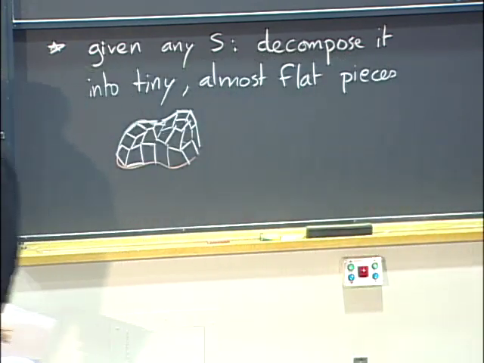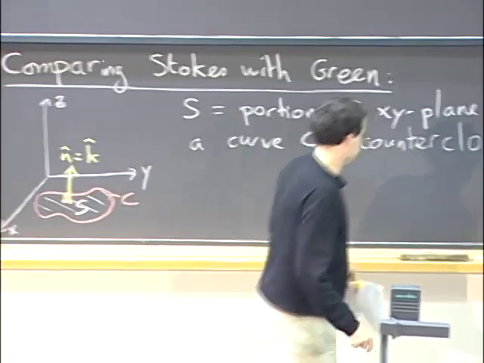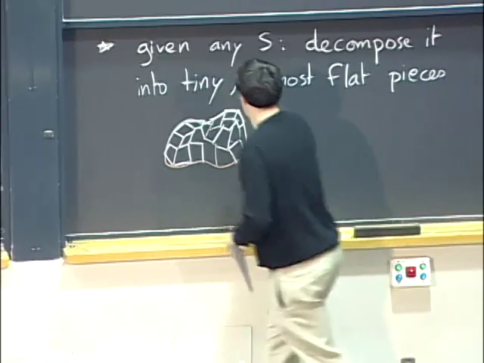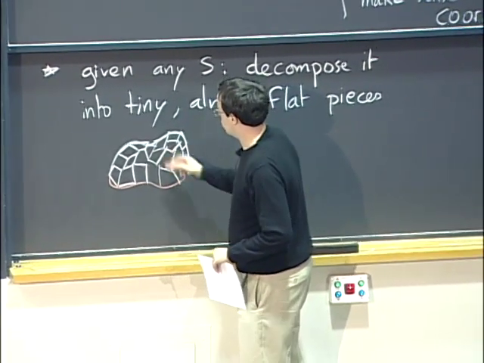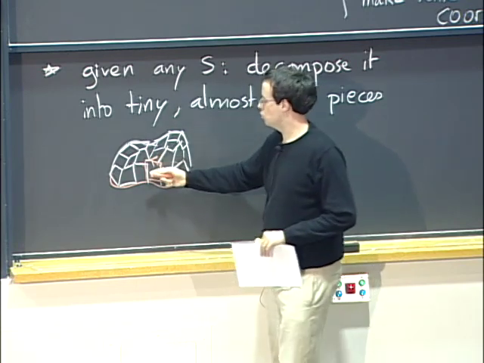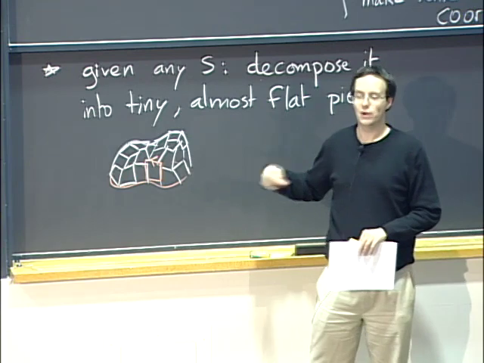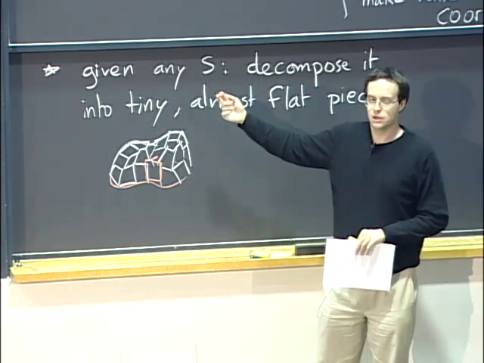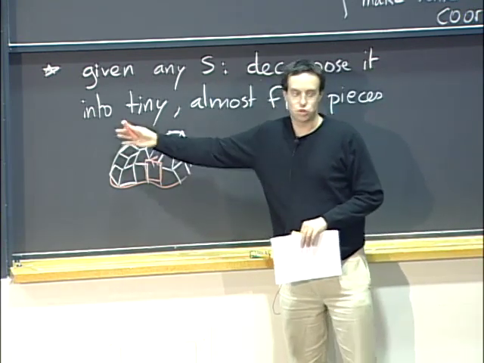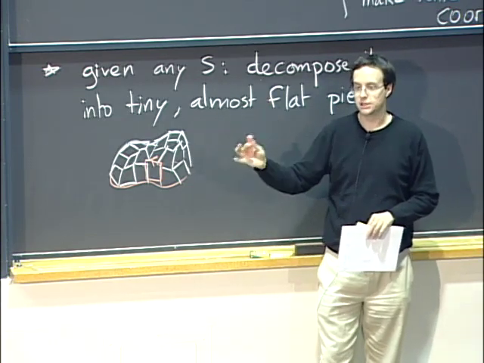What it says on each small flat piece is that the line integral along, say, for example, this curve is equal to the flux of the curl through this tiny piece of surface. And now I'll add all of these terms together. If I add all of the small contributions to flux, I get the total flux. What if I add all of the small line integrals?